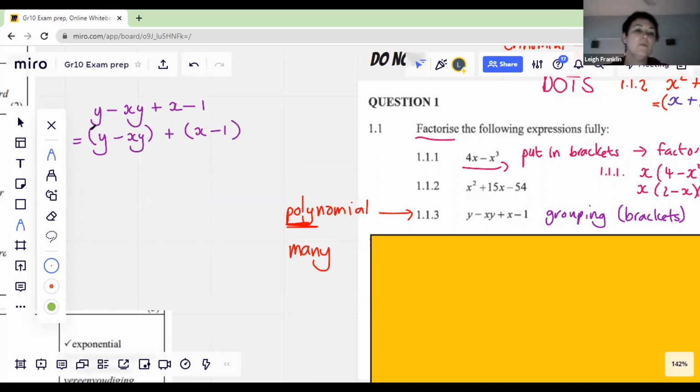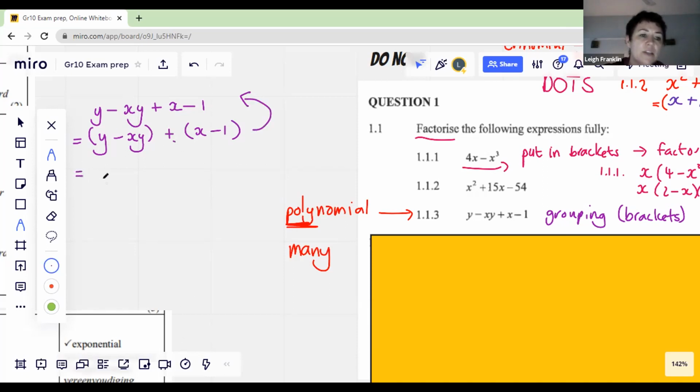Now, if I were to remove these brackets, essentially I've got 1 in front. So 1 times y is 1y, and 1 times negative xy would give me negative xy. And then here, plus 1 in front of the bracket would give me plus x, and positive, invisible 1, times negative 1 would give me negative 1. So if I remove the brackets, I get what I had in the line before.